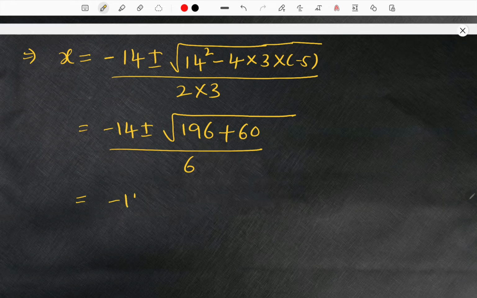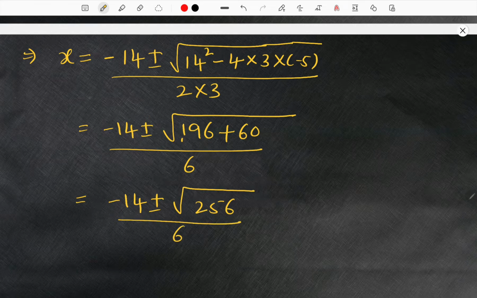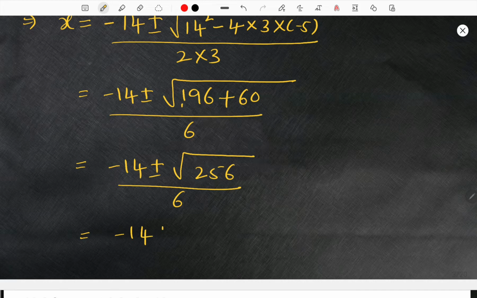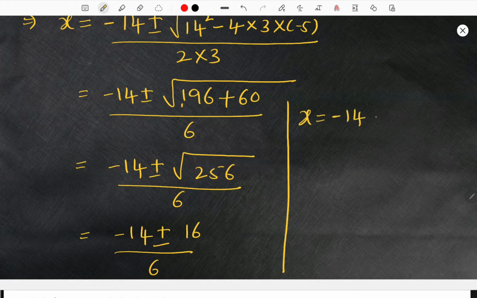So it becomes minus 14 plus or minus under root 196 plus 60, which is 256, then divided by 6. Now it becomes minus 14 plus or minus, what is under root 256? It is 16, right? Because 16 square is 256, then divided by 6. This can be split into 2 parts. One is x is equal to minus 14 plus 16 divided by 6, or x is equal to minus 14 minus 16 divided by 6. I have less space here.